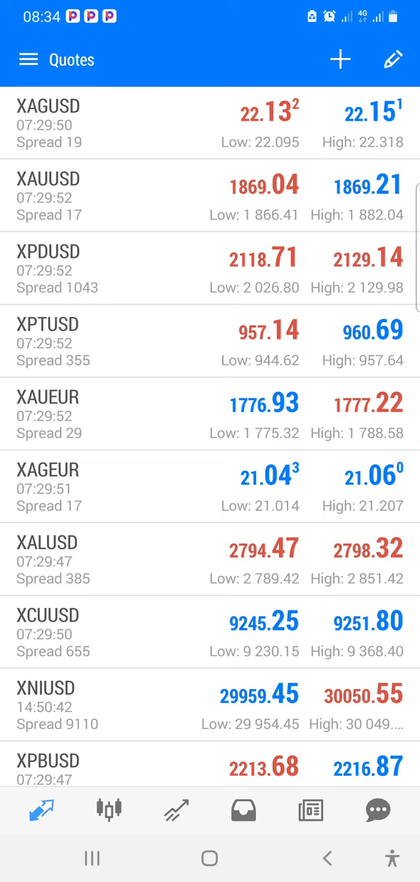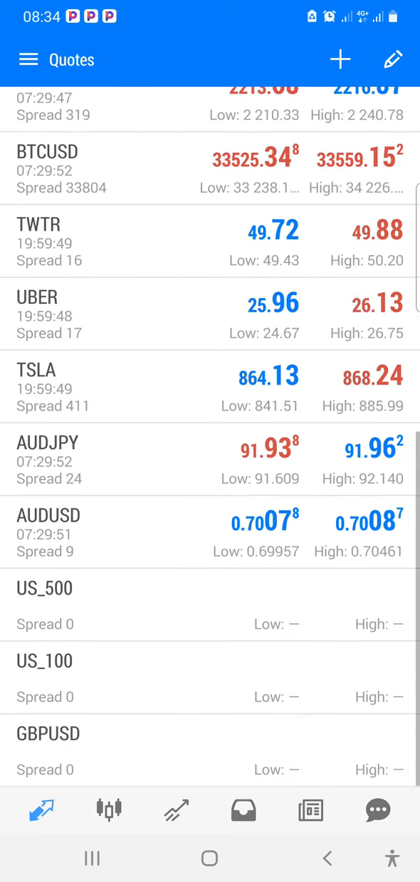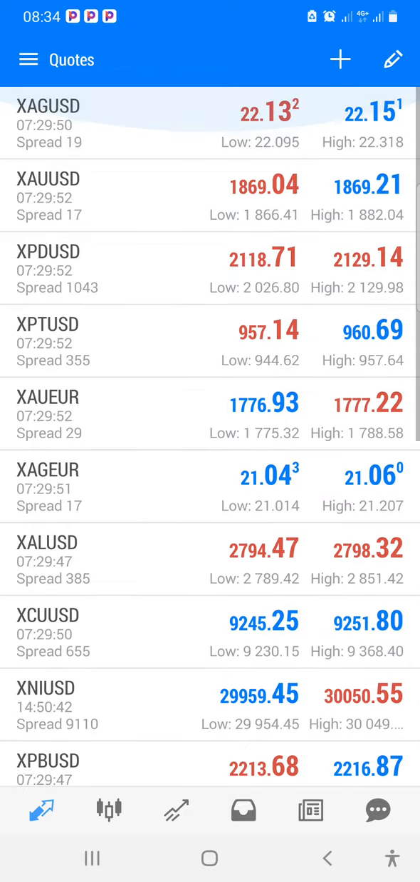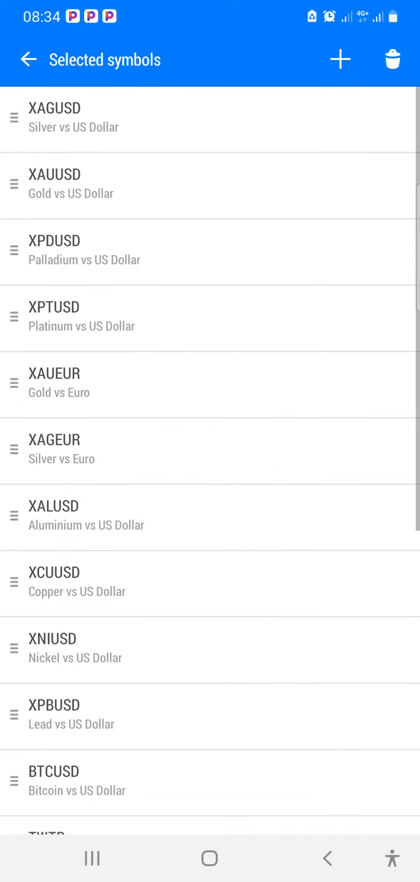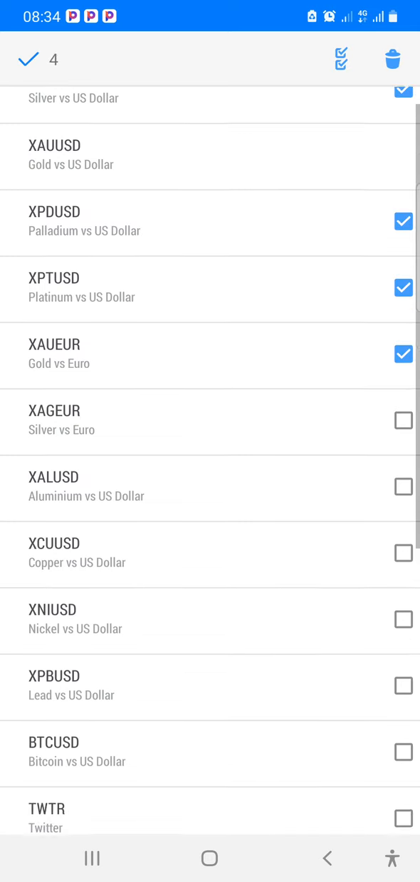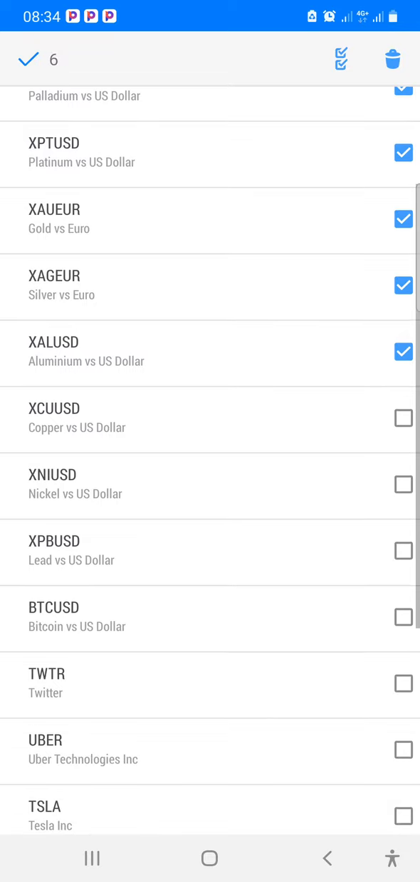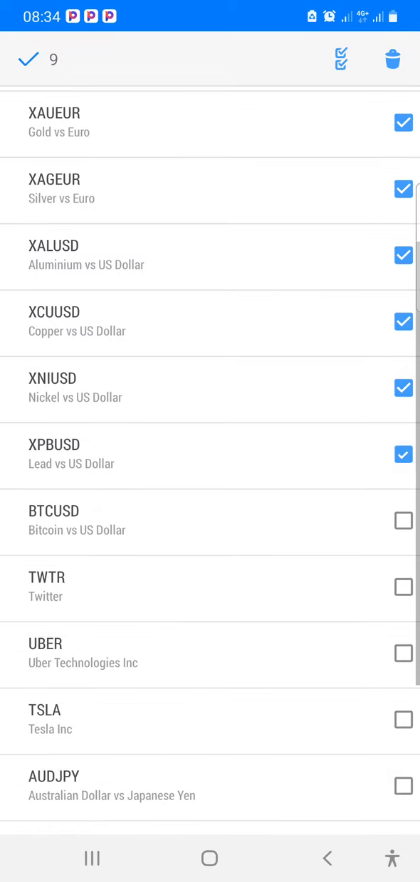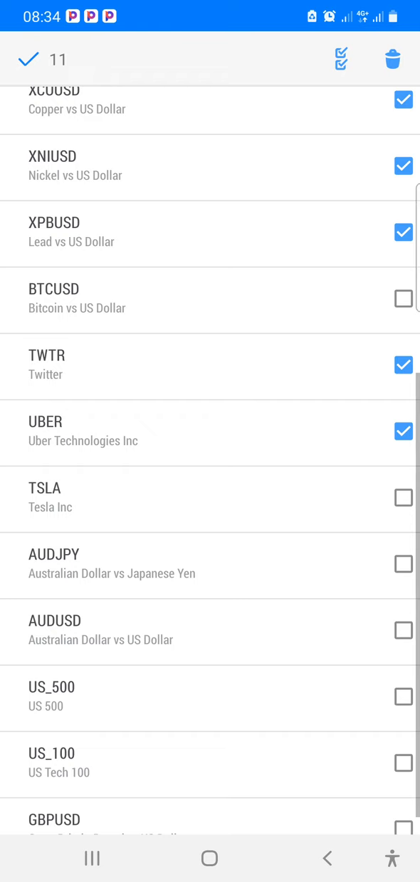If you want to delete some pairs, most of them we don't even need. So if you want to delete, you just click on it. Okay, you can see now. Click on this thing. I don't need this one, I don't need this one, I don't need this one. Just click on any one you don't need that you see there.